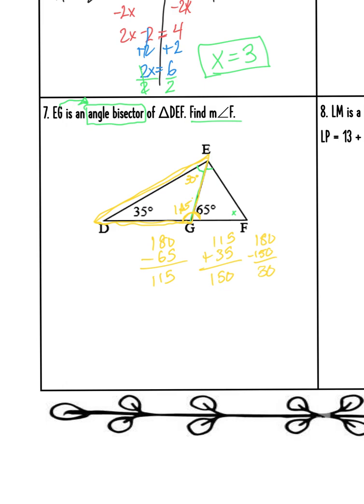If that angle is 30 degrees, then this angle here must also be 30 degrees. They're congruent, they're equal. That's what it means to be an angle bisector. So now we can look at the triangle on the right and find angle F because we know 2 of the angles in that triangle. We know 30, we know 65. 65 plus 30 is 95. All 3 angles have to add up to 180, so 180 minus 95 is 85. So the measure of angle F equals 85 degrees.